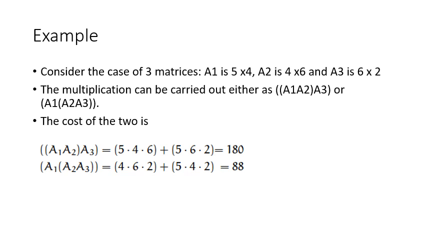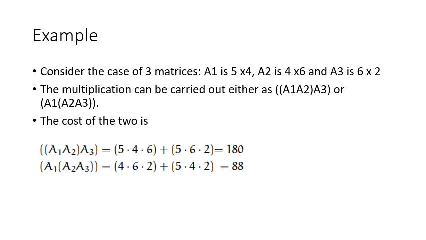First, we can multiply matrix A1 with A2 and then their resultant matrix with A3. Or we can first multiply matrix A2 with A3 and then their result with the matrix A1. In both cases, the answer would be the same, but the different sequence will result in a different number of multiplications.